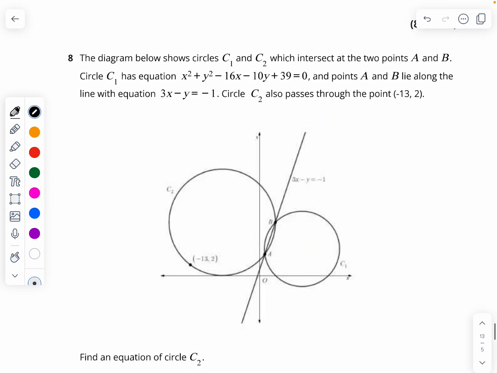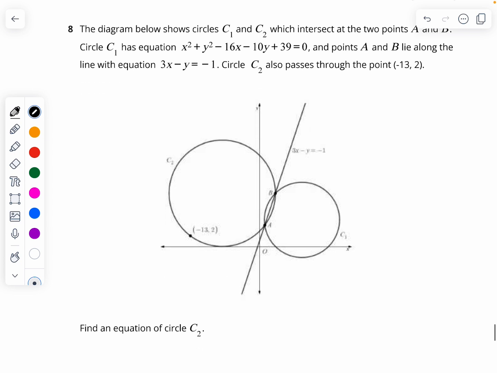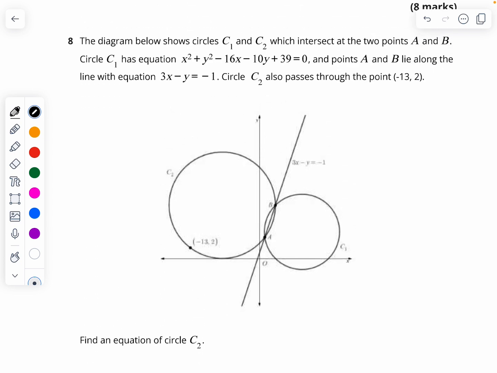Now finally question number 8. 7 and 8 are really very difficult questions. So at least you do half of the question, you'll be getting most of the marks. Question number 8. The diagram shows below circles C1 and C2 which intersect at A and B. Circle C1 has an equation and the points A, B lie along the line 3x minus y equals to negative 1. Circle C2 also passes through minus 13 comma 2. Find the equation of the circle C2.